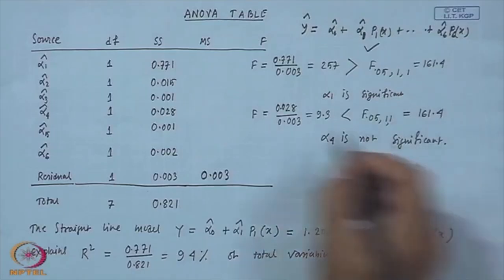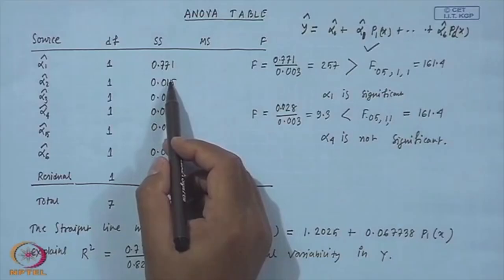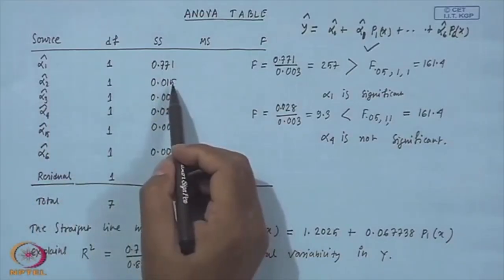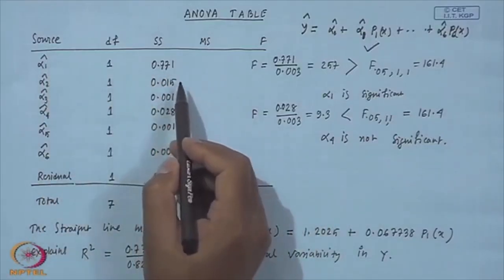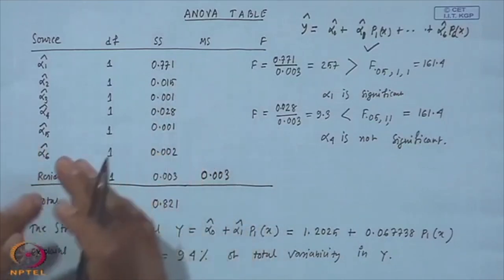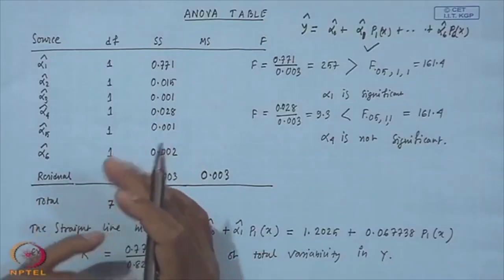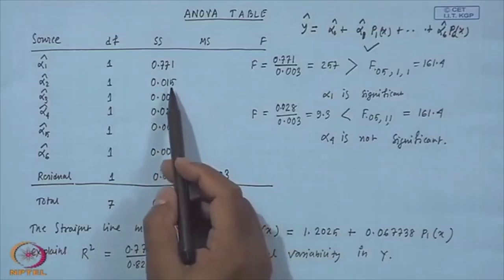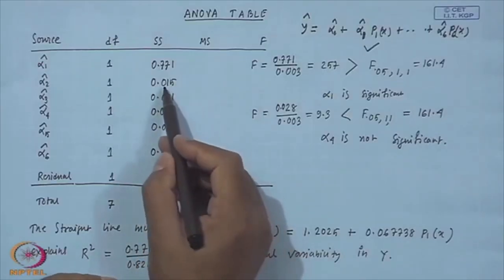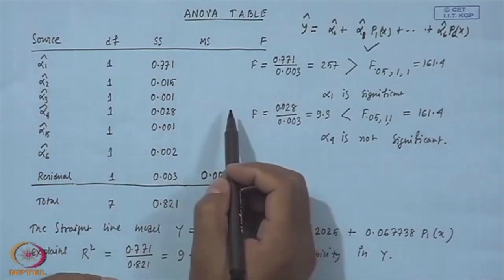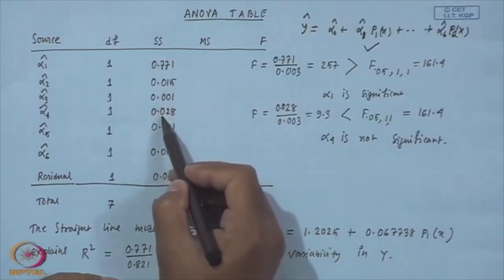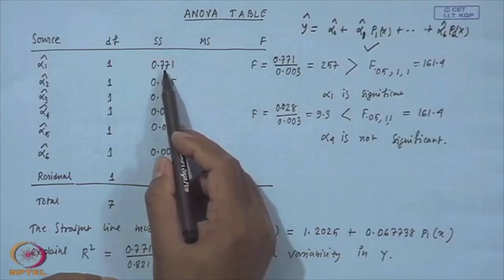Now, you see the SS regression due to alpha 2 hat is significantly smaller than the SS regression due to alpha 1 hat. The SS regression due to alpha 2 hat is the part of the variability in y which is explained by the second order term, that is alpha 2 hat p2(x), and it is quite a bit smaller than the SS regression due to alpha 1 hat.